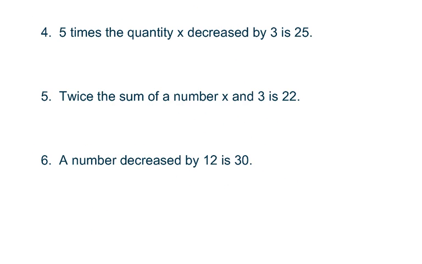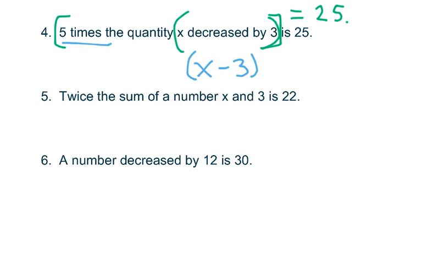5 times the quantity x decreased by 3 is 25. Okay. From the previous video, we already know how to do this part. So we've got to translate this. The quantity means we're going to do parentheses here. So the quantity x decreased by 3 is x decreased by 3. Put parentheses. Now it says 5 times that, so you just put the 5 in front. And then we have to finish it up with is 25.